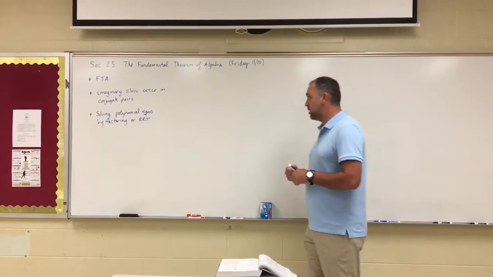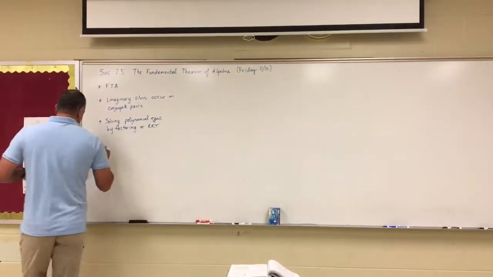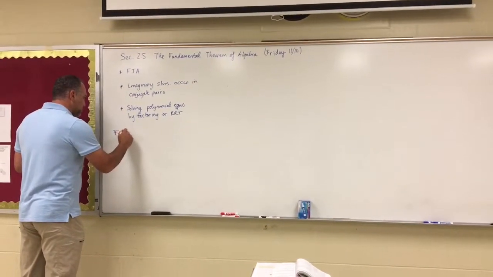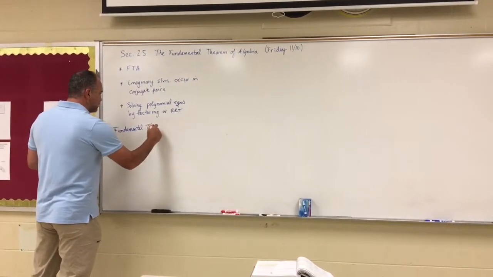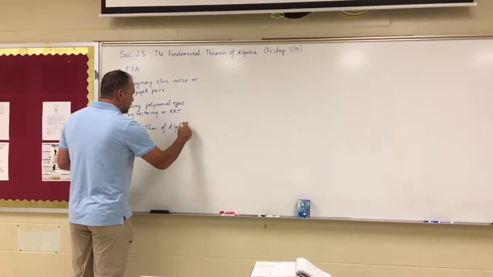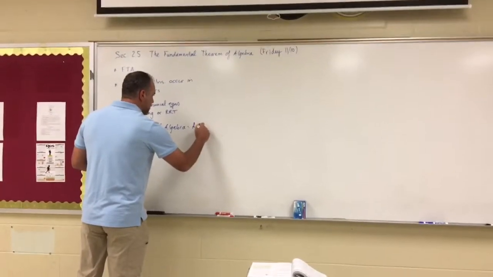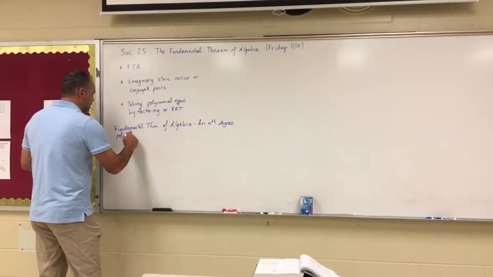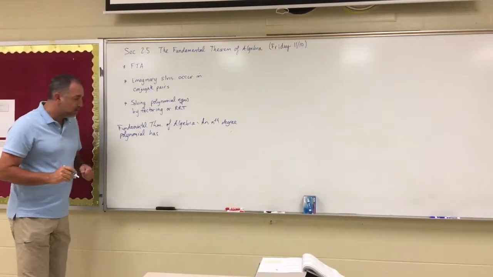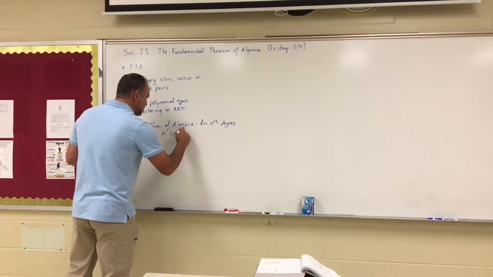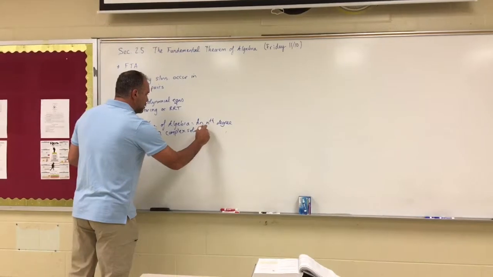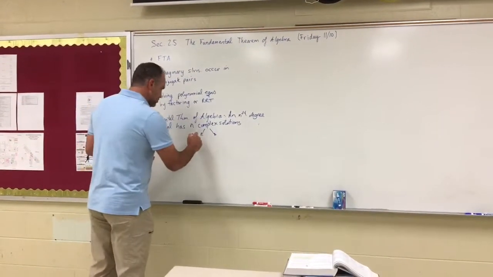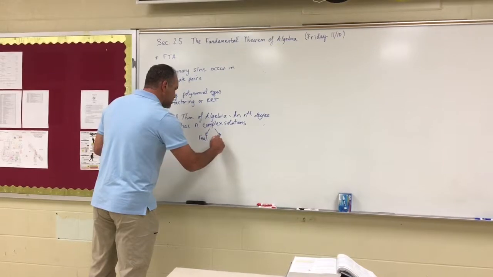Fundamental theorem of algebra. So just as a refresher, we're going to write out what the fundamental theorem of algebra states anytime you're trying to solve a polynomial. It says an nth degree polynomial has what? N solutions. N complex solutions. And when we say the word complex, it means what type of numbers? What are the two main types of complex numbers? Real or imaginary. So it could be real or imaginary.